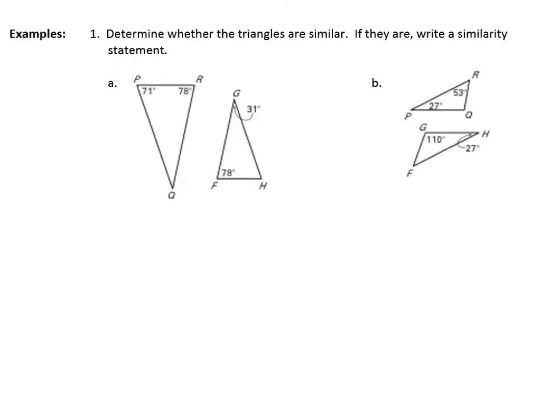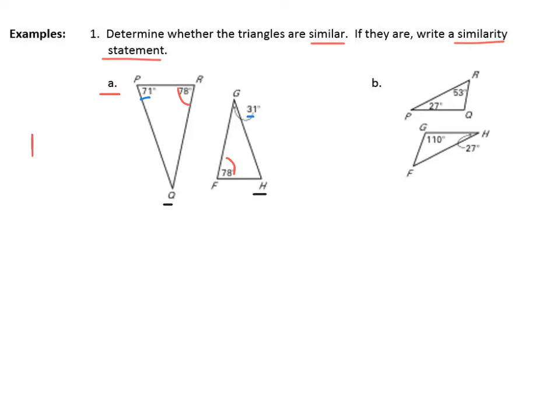So for my first couple examples, I just want to determine, are the triangles similar? If they are, then I'm going to include a similarity statement to go along with it. For this first example, A, it appears that angle R is congruent to angle F. They do give me a 71 here and a 31 up here. So what I want to try to do is figure out, how big is this third angle? How big is angle Q? How big is angle H?